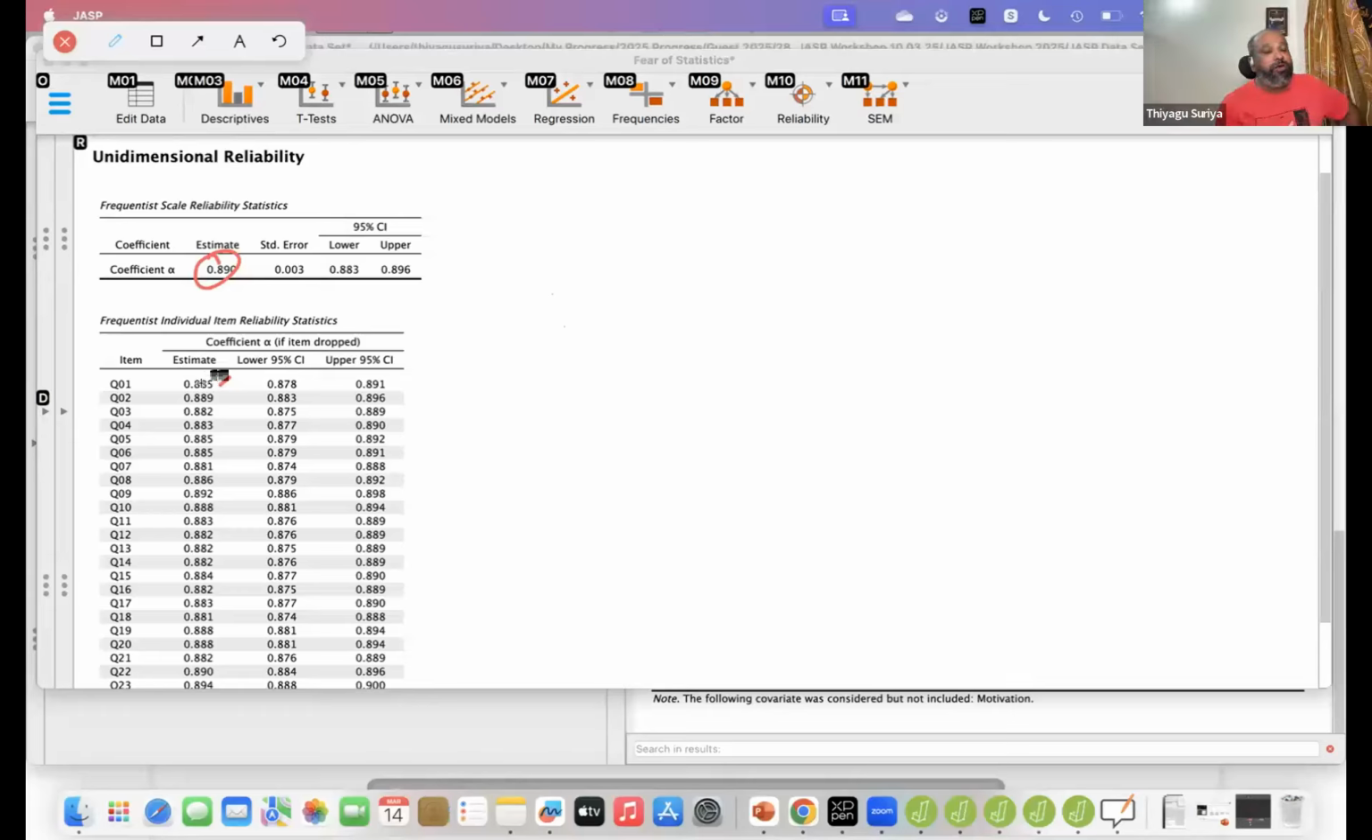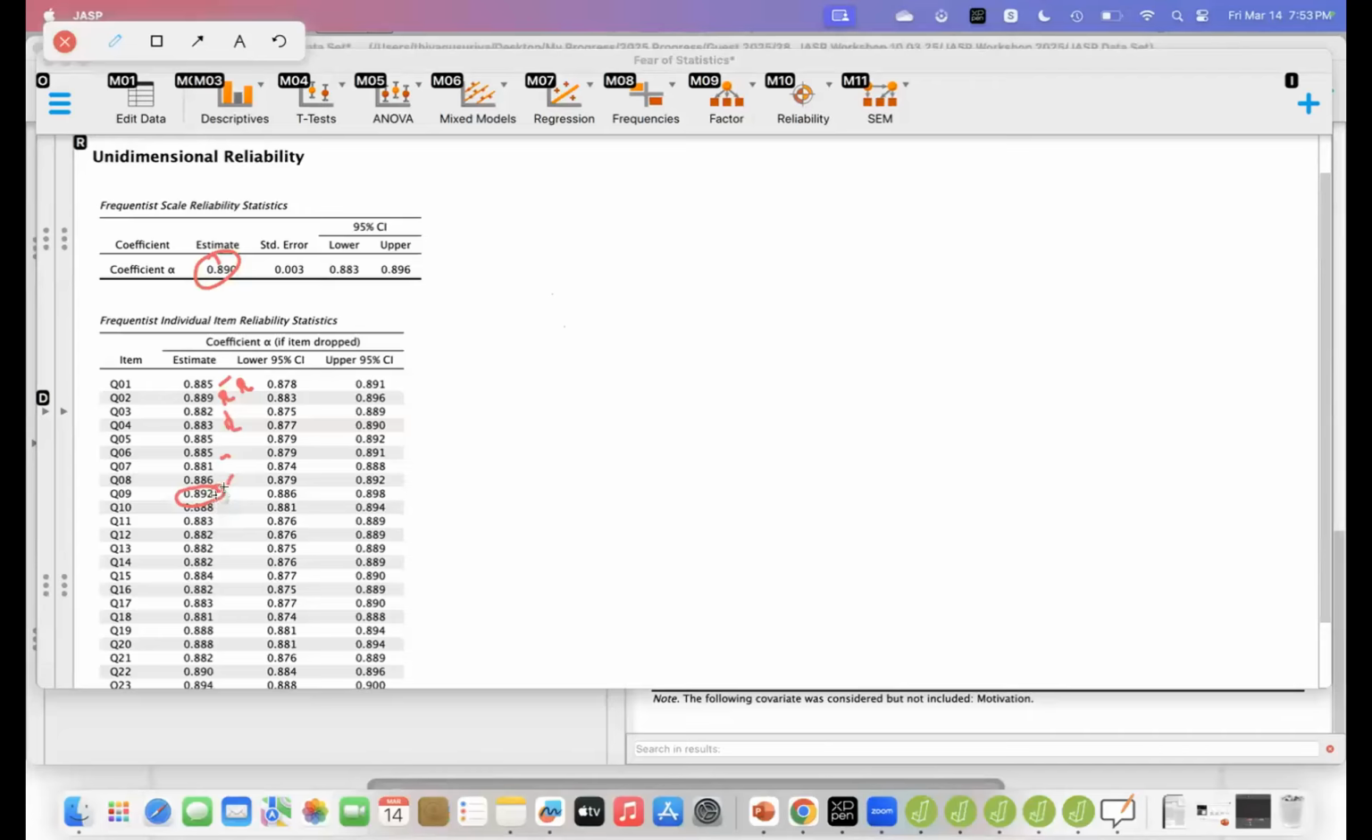When you remove it, your Cronbach value is less, but our intention is to increase. Therefore, you can retain this item and never remove it, because it is contributing. If you remove it, it affects your reliability score. The second item is also less, so it is also retained. Any items that are removable?